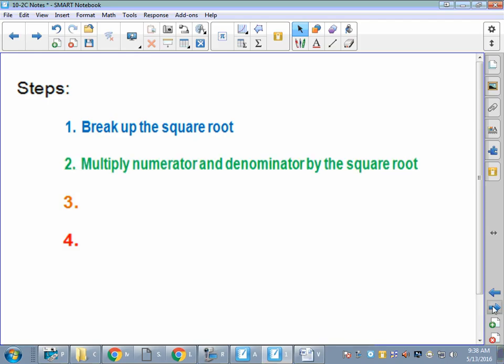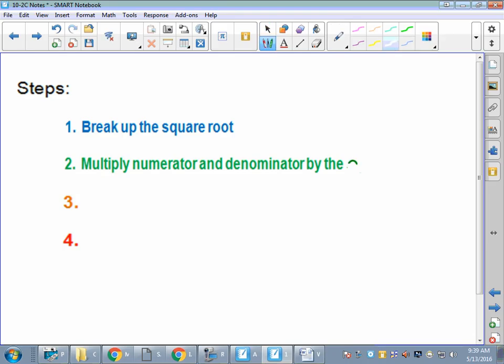Once you do that, you're going to multiply the numerator and the denominator, I'm missing a piece here, by the square root of the denominator. Actually, you know what? Let me fix that. Don't write that down quite that way. Multiply the numerator and denominator by the denominator. So if your denominator is a square root of 2, you're going to multiply by a square root of 2 over a square root of 2. If your denominator is a square root of xyz, you're going to multiply the numerator and the denominator by the square root of xyz. So whatever your denominator is, you repeat it.